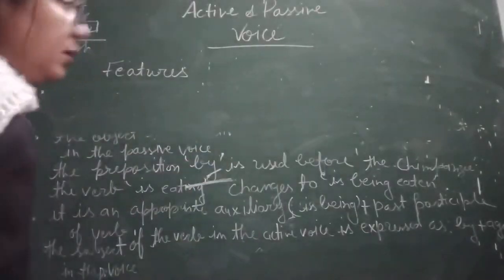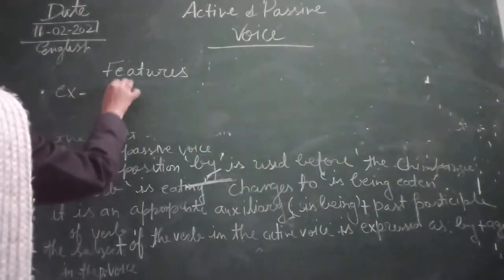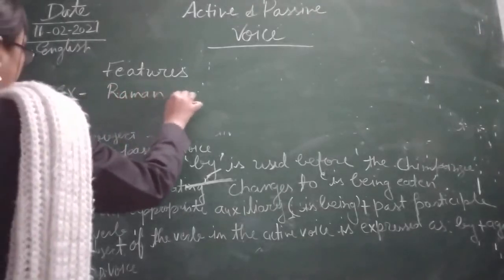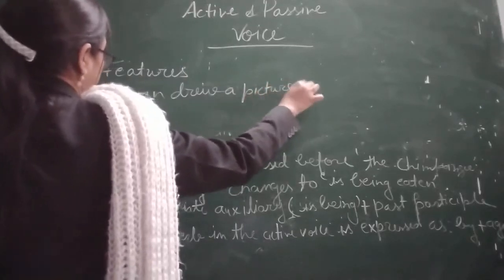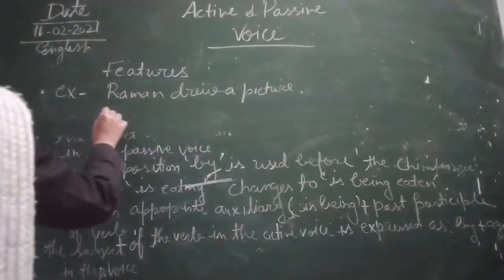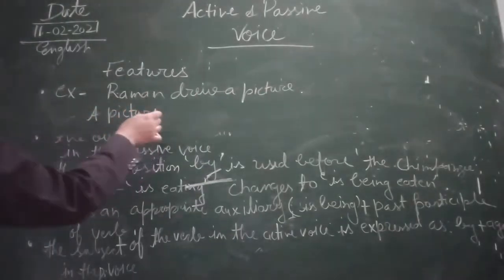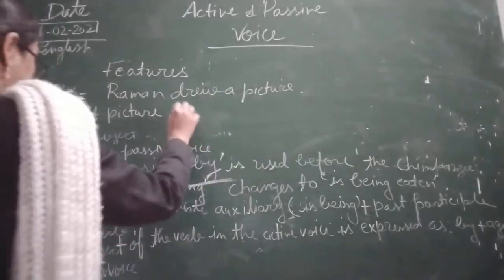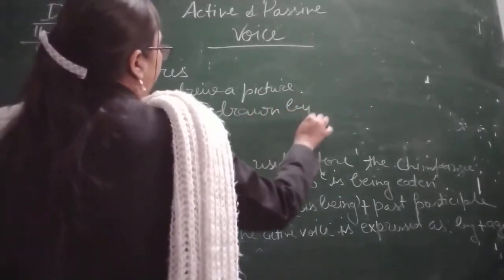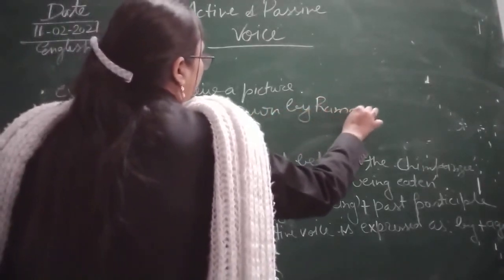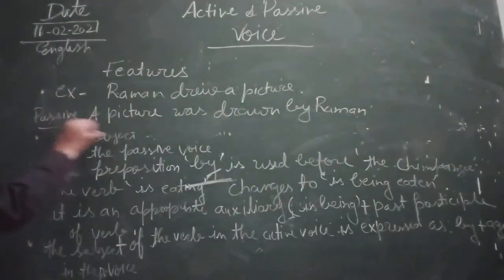One example of how it becomes a prepositional phrase. Raman drew a picture. It is in active voice. How will we write a picture in the passive voice? A picture was drawn by Raman. Okay. Now here you can see this is passive voice. So we will change it like this.